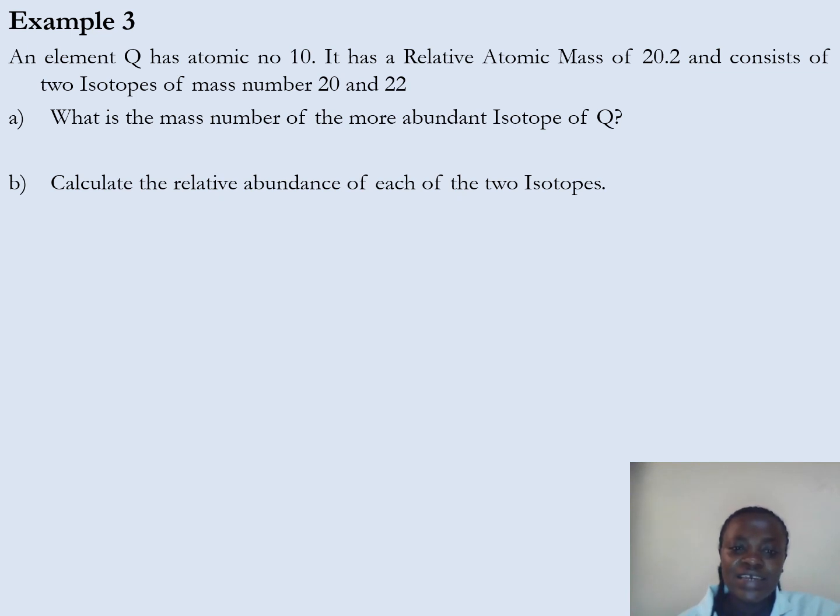Previously we said that the relative atomic mass is closest to the mass number of the most abundant isotope. If the relative atomic mass is 20.2, the isotope closest to it is the isotope with mass number 20. So the most abundant isotope is the one with mass number 20. Then for part B, you calculate the relative abundance of each of the two isotopes.